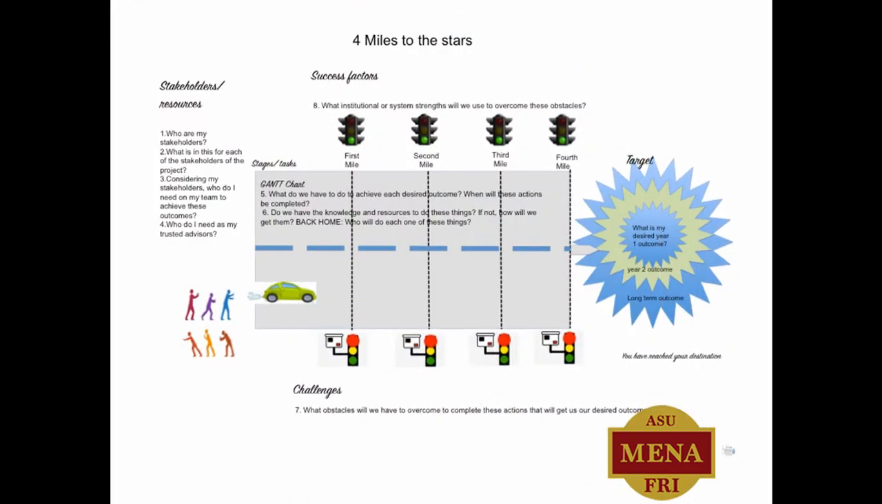So this is the 4 Miles to the Stars chart. The 4 Miles to the Stars chart represents a street with its 2 lanes leading to the stars. The stars are in blue and green at the end of the chart.